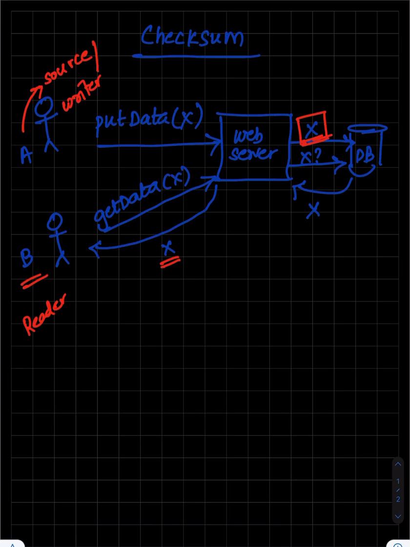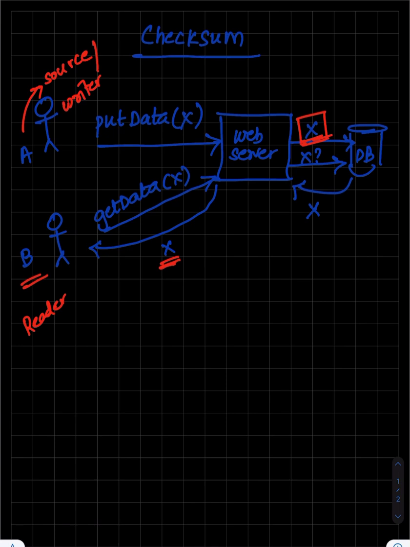A writes the data and B reads the data, and the fundamental problem here is: how does B know that the value which it got from the web server, which is this X, is the same as the value which was written by the originator of the data?